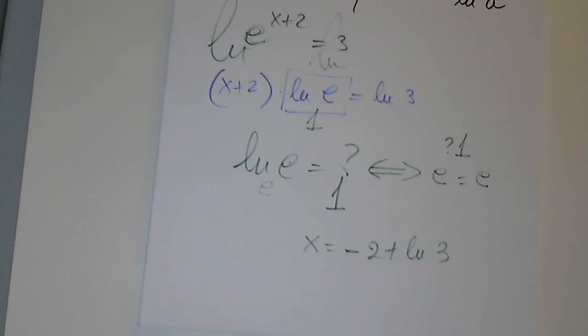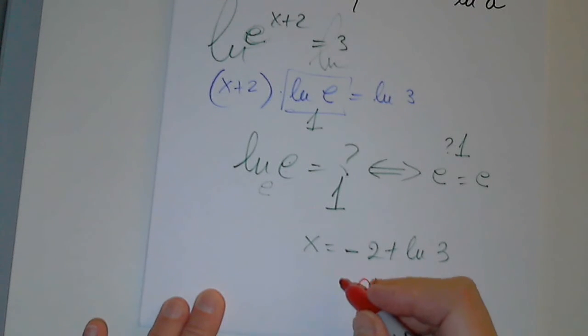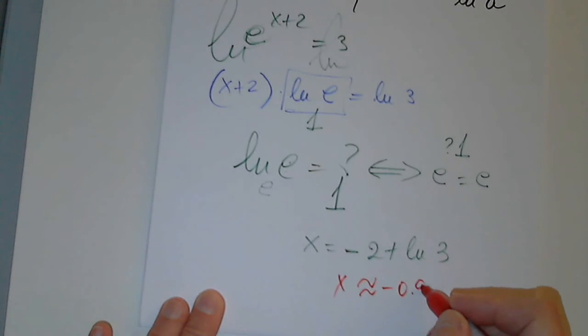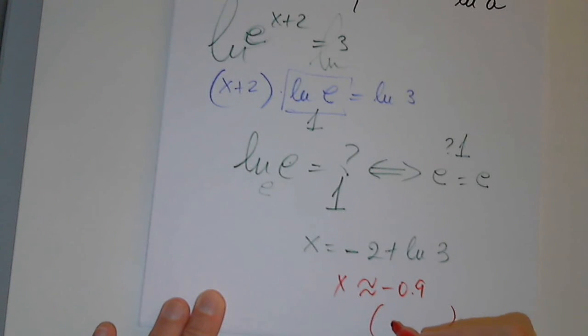So now we will put it in the graphing calculator. Let's determine what this is. So natural log 3 minus 2. I got negative 0.9. So the approximate x is negative 0.9. So the ordered pair is negative 0.9 comma 0.